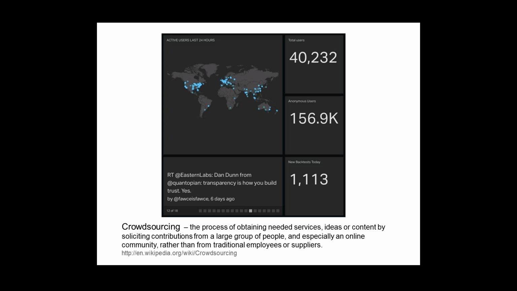So when you think about what we've built at Quantopian, it fits this model really well. We've got a large online community. I took this snapshot probably a couple weeks ago at this point, but we've got something like 40,000 plus registered users growing every day.